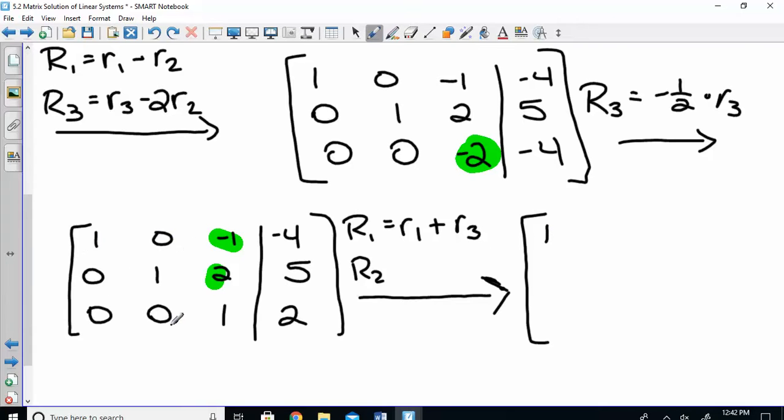Alright, so 1 plus 0 is still 1. 0 plus 0 is still 0. Negative 1 plus 1 is 0. Negative 4 plus 2 is negative 2.